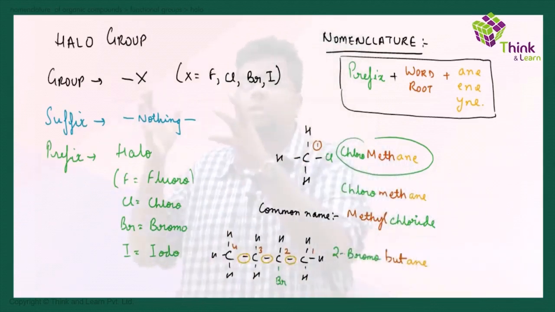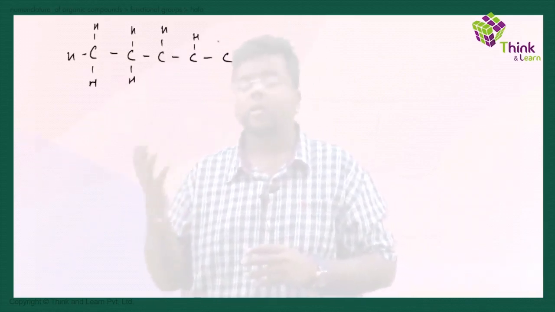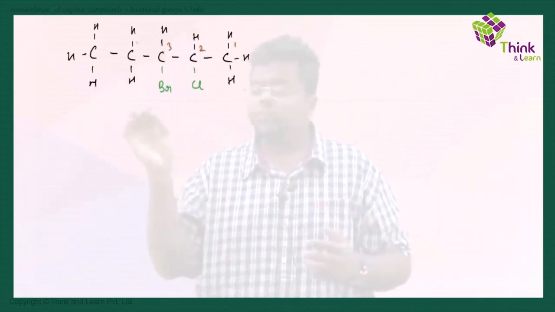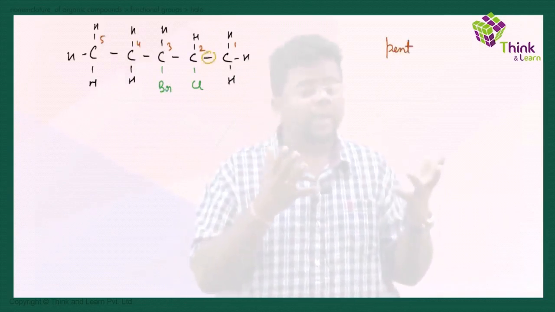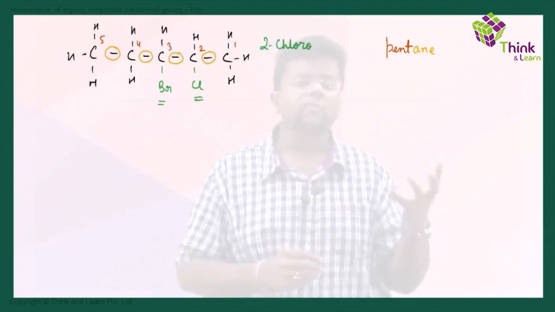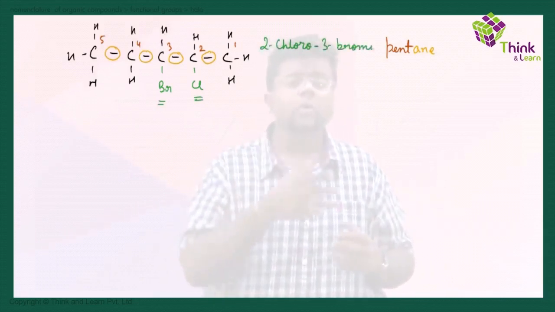Let's take one more example, a little complicated example. I have 5 carbons over here, and on one carbon I have a chlorine, and on the other carbon I have a bromine. So what should be the name? The parent chain is named as pentane, and on the second position I have chloro, and on the third position I have bromo. So the name naturally should be 2-chloro-3-bromopentane.